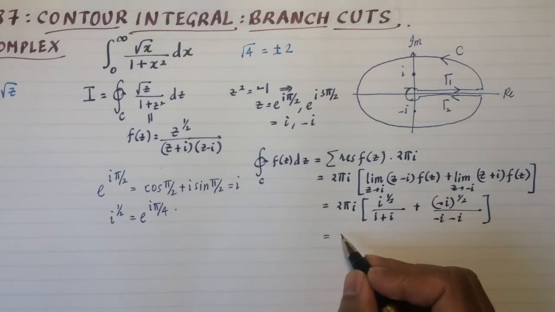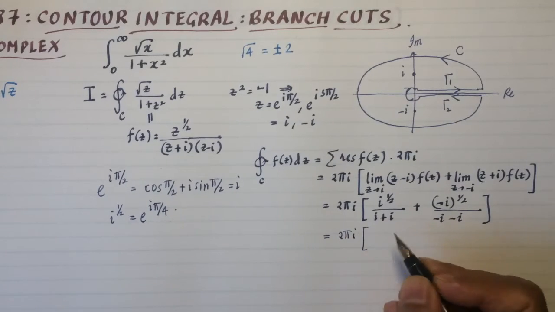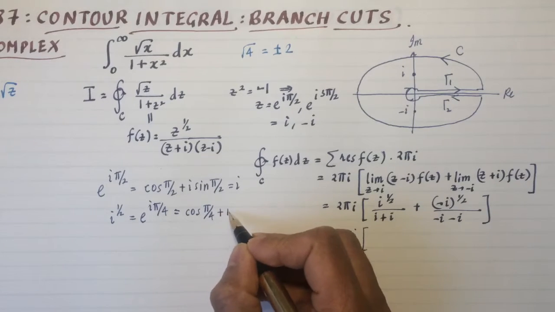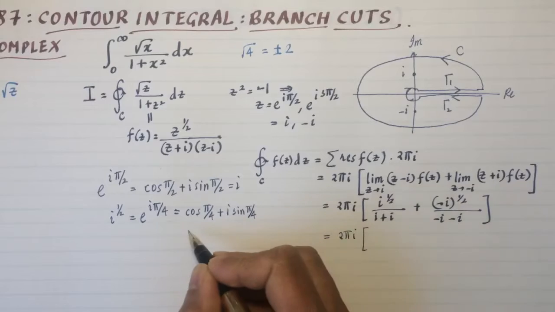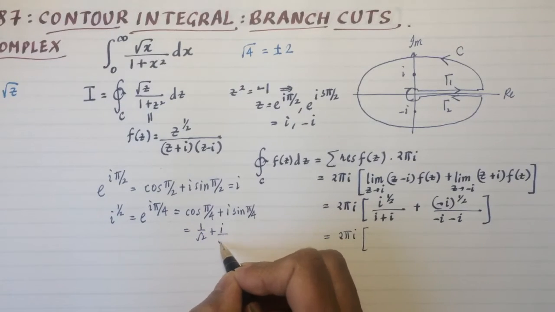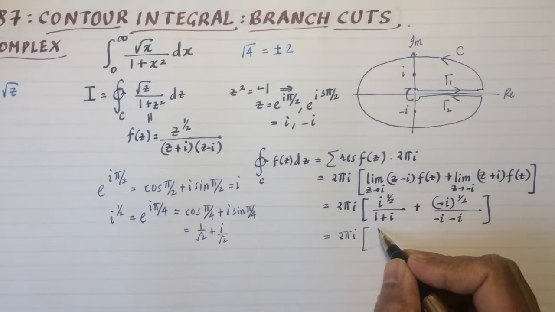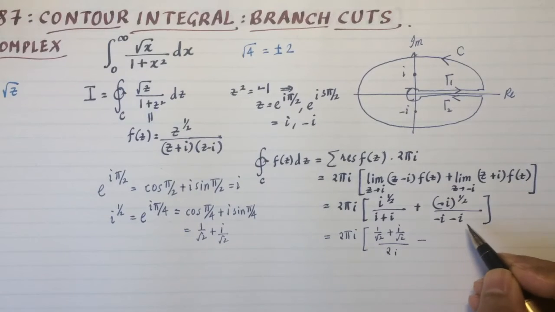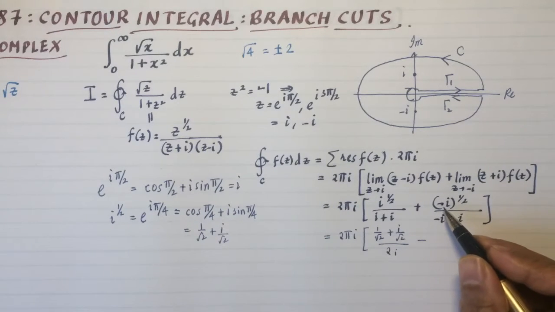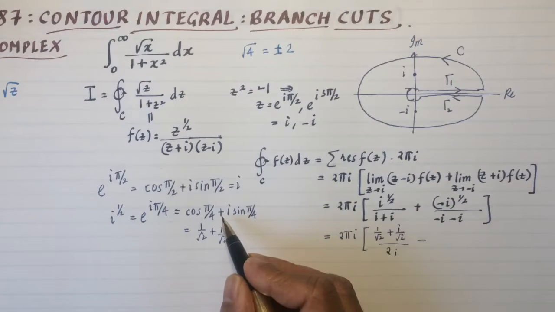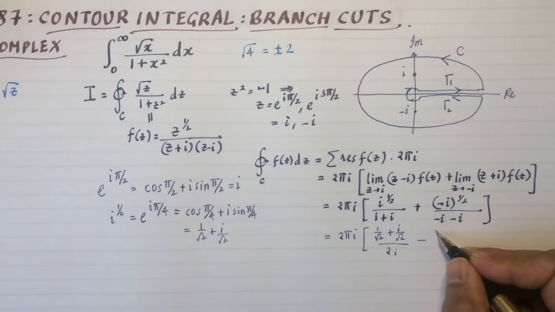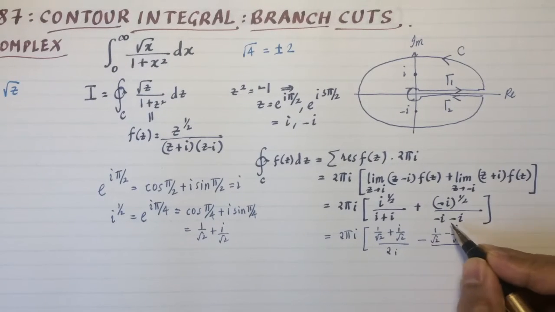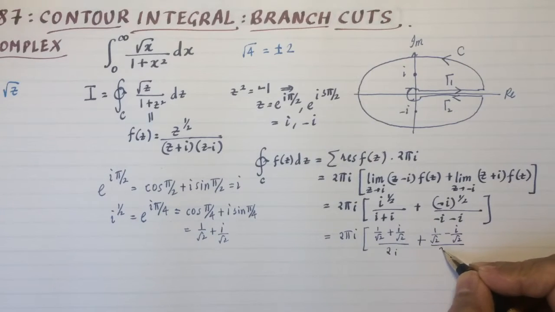So now I can just simplify this. That's going to be 2 pi i. e to the i pi by 4, however, is cosine pi by 4 plus i sine pi by 4. So that's going to be 1 over root 2 plus i over root 2. So let's write this as 1 over root 2 plus i over root 2 divided by 2i, and that's going to give me the same thing with the minus sign. The minus sign will only affect the sine term. So I get 1 over root 2 minus i over root 2 divided by minus 2i. So that takes care of the plus sign here. So I get 2i.